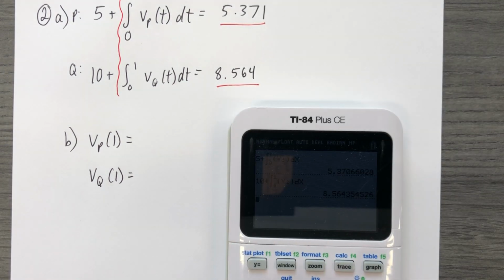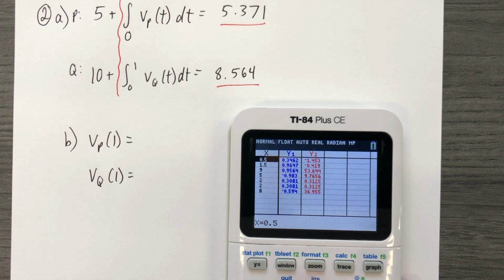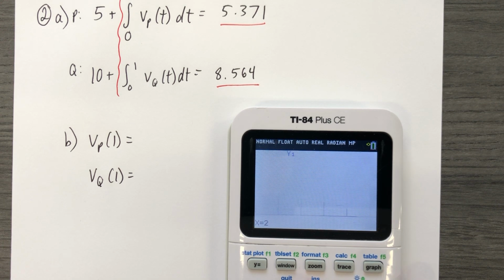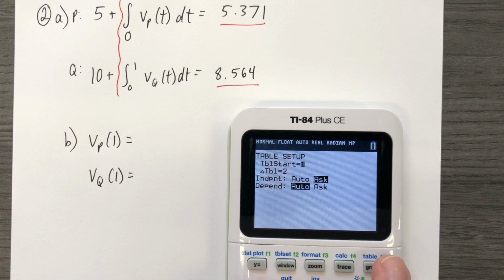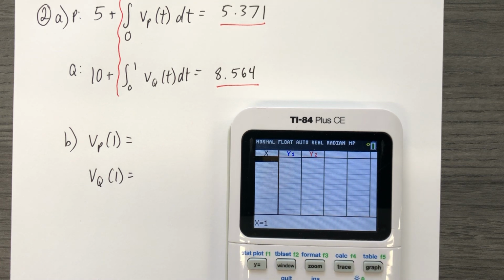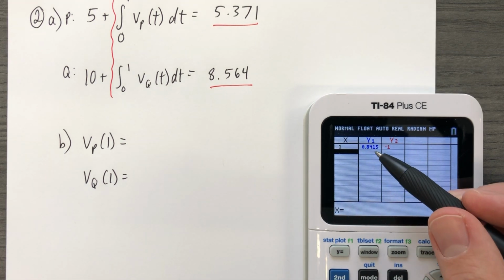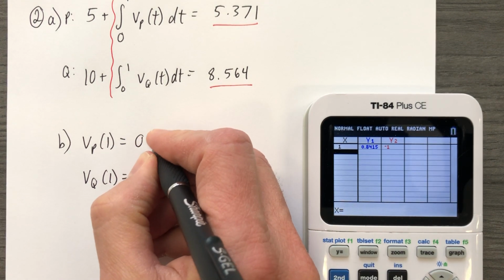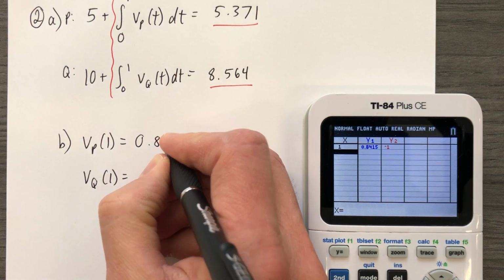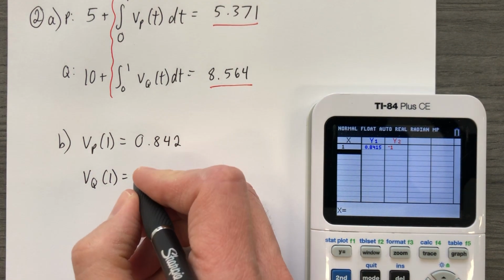So here goes. I'm going to go to the table, actually, and I'm just going to delete the stuff that I had, which was from something else. And if I have the table set so that independent is set to ask, then I can just press 1 and crank out answers, and that's really all I need right there. So here's particle P's velocity at t equals 1, particle Q's velocity. 0.8415, I'll call it 8.2, and that's negative 1.